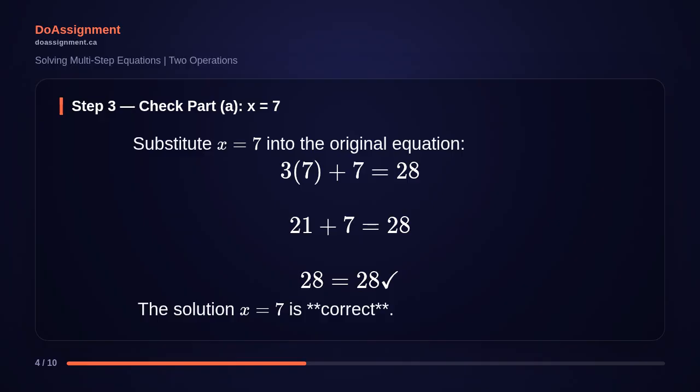Let's verify. Substitute x equals 7 into 3x plus 7. We get 3 times 7 plus 7, which is 21 plus 7, which equals 28. That matches the right side, so x equals 7 is correct.